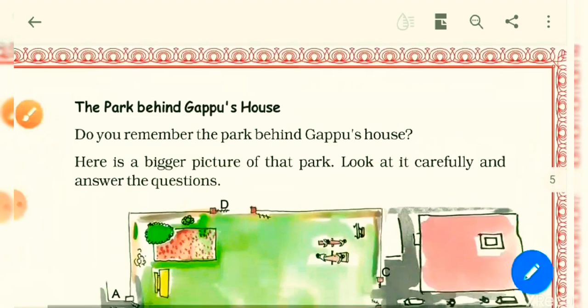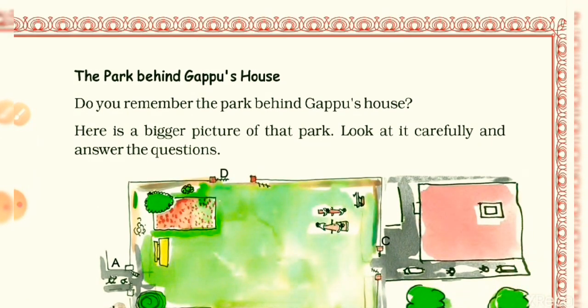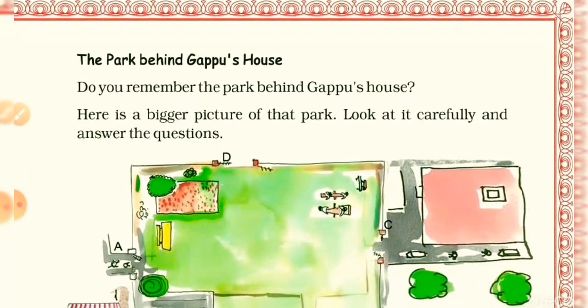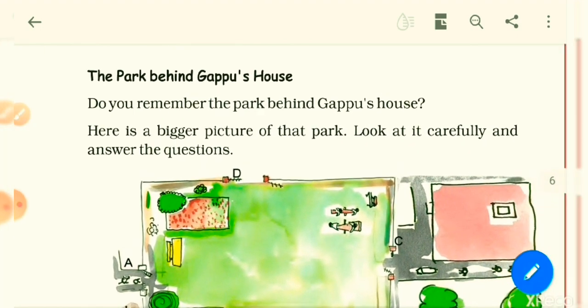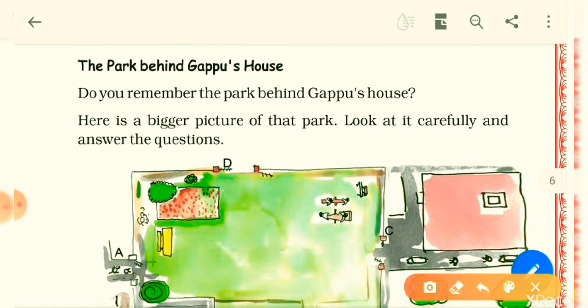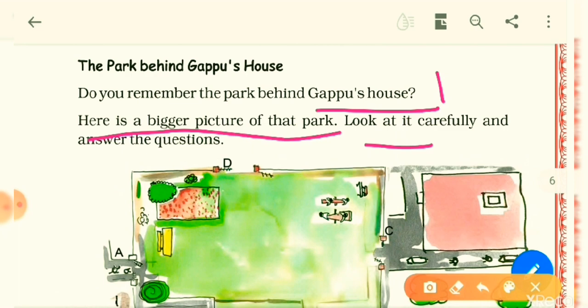In the next page we have the second topic, which is the park behind Gappu's house. So let's read. Do you remember the park behind Gappu's house? Yes, we remember. In part 1 we have seen that, and here is a bigger picture of that park. Look at it carefully and answer the questions.